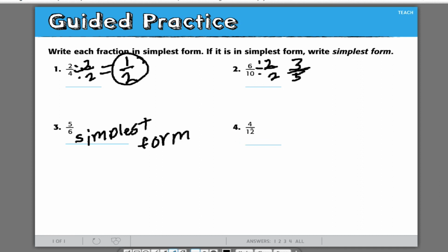Okay, with 4/12, I know that 4 goes into 12, and if my numerator divides into the denominator, that is always going to be my greatest common factor. So we'll divide by 4/4. 4 divided by 4 is 1. And 12 divided by 4 is 3. So 1/3 is my simplest form.